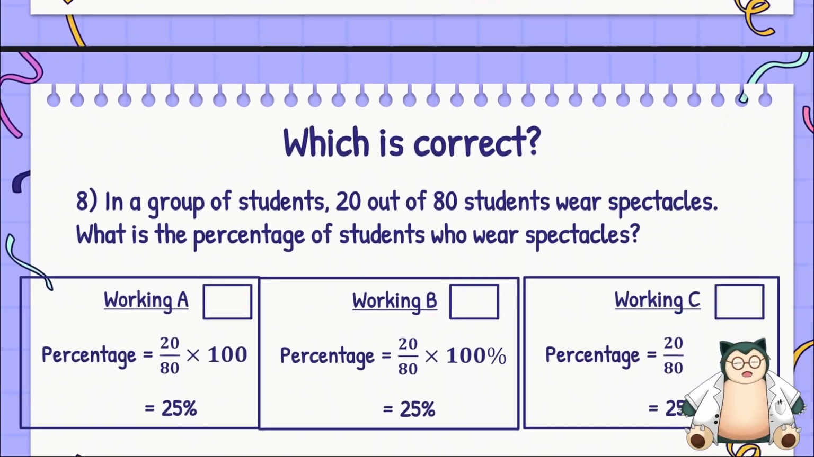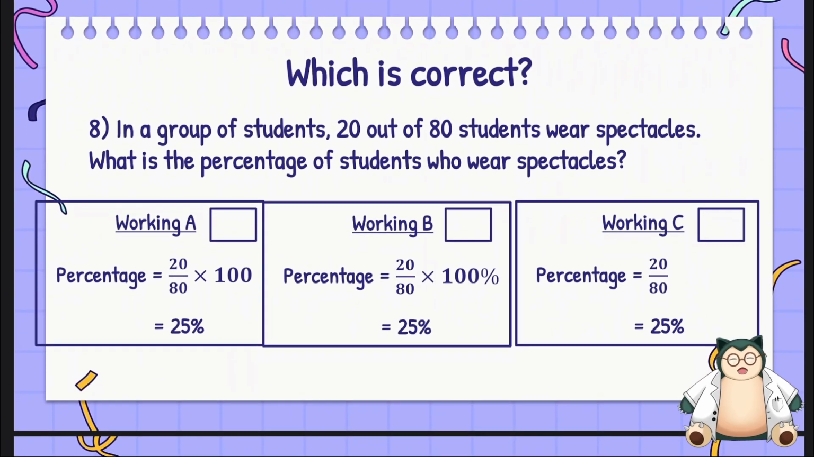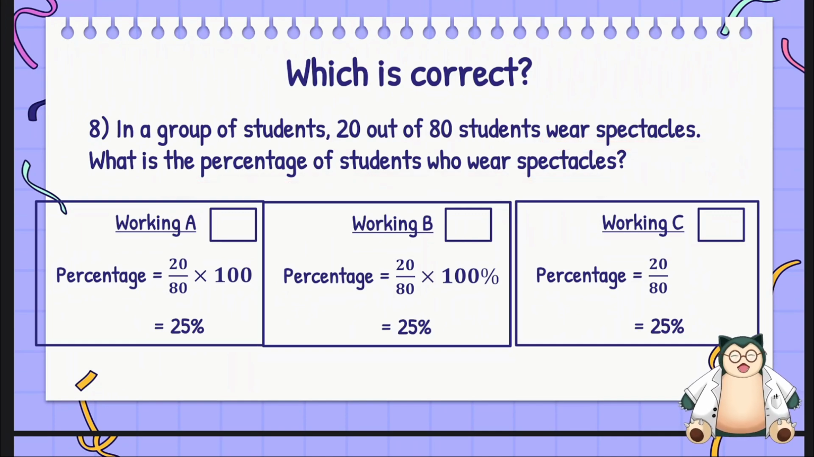Okay, maybe you try out some misconception, alright? You try to spot the misconception over here. In this question 8, we have a group of students, 20 out of 80 students wear spectacles. What's the percentage of students who wear spectacles? Most of you can tell me 20 over 80, that's simply 1/4, which is 25%. But which of these workings A, B, and C is correct? Okay, try it out. Try to spot the error.